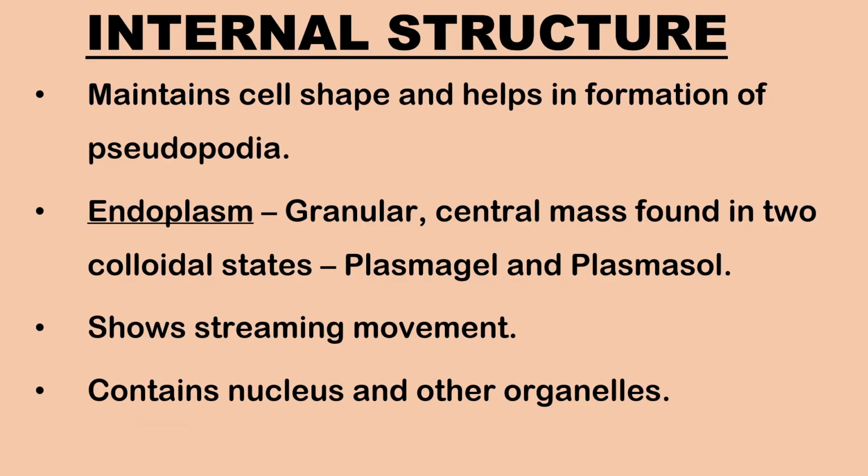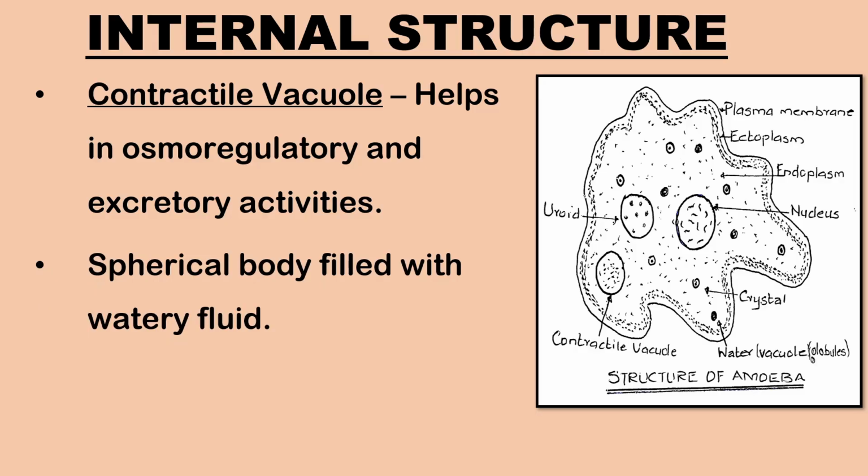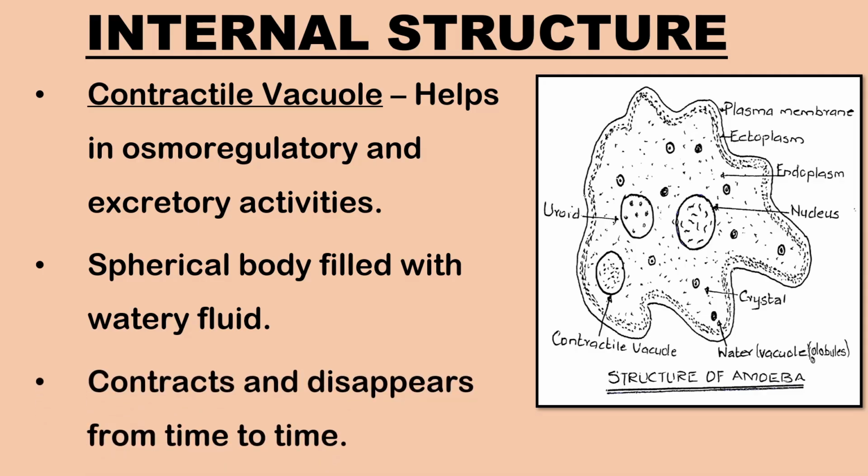Endoplasm contains the nucleus as well as several organelles like contractile vacuole, food vacuoles, Golgi apparatus, mitochondria, fat globules, and crystals. Contractile vacuole is an essential organelle that helps in the osmoregulatory and excretory activities of the organism. It is a spherical body within the cytoplasm filled with watery fluid. It contracts and disappears from time to time at regular intervals.